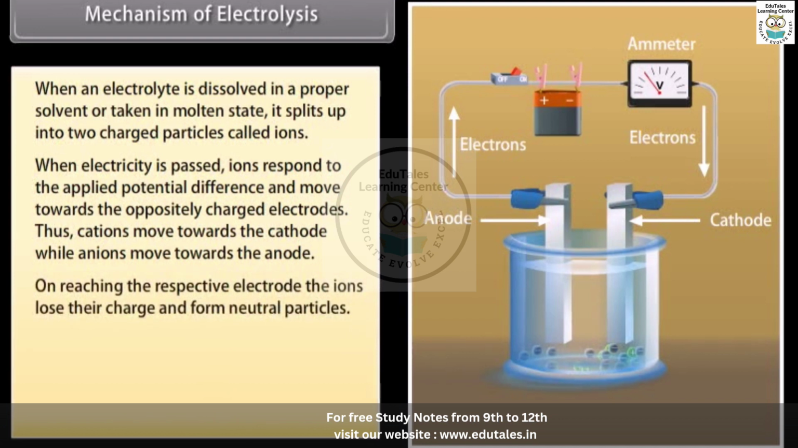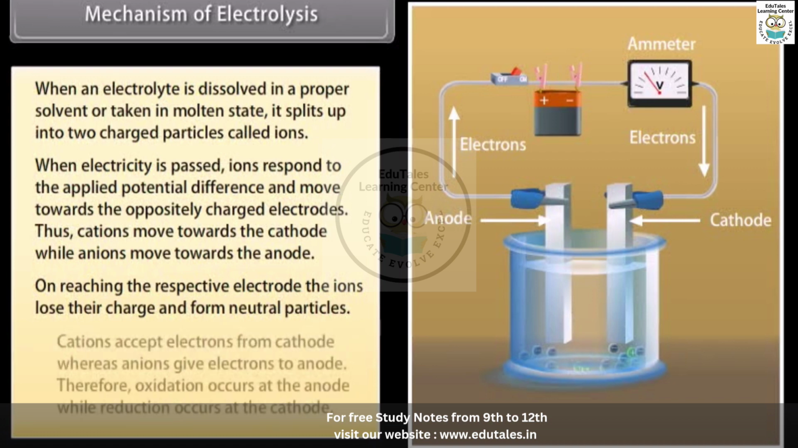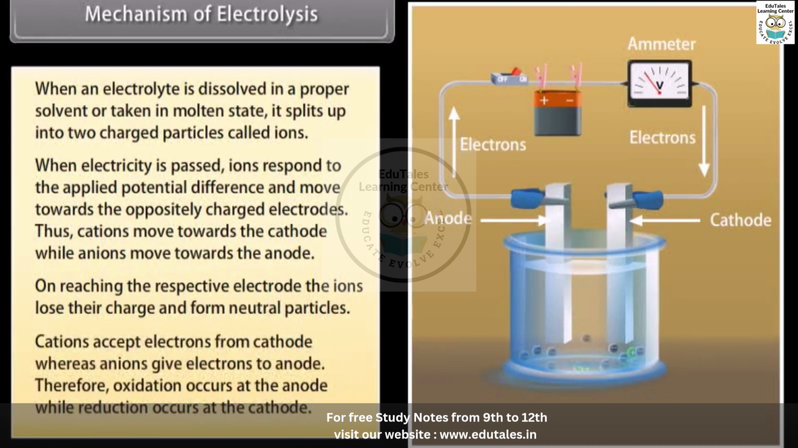On reaching the respective electrode, the ions lose their charge and form neutral particles. Cations accept electrons from the cathode, whereas anions give electrons to the anode. Therefore, oxidation occurs at the anode, while reduction occurs at the cathode.